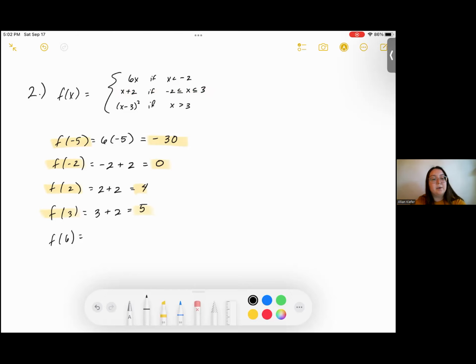All right, then the last one here, we have f of 6. So we're saying now that x is equal to 6. So looking at our function, we know it's not our first domain with x being less than -2. 6 does not lie in between -2 and 3. 6 is greater than 3. So we get to use the last function now for this value. We're going to plug in 6 for x into our function. We're going to have 6 minus 3 squared. 6 minus 3 is 3. And 3 squared is equal to 9.